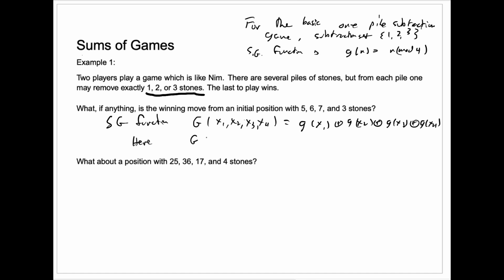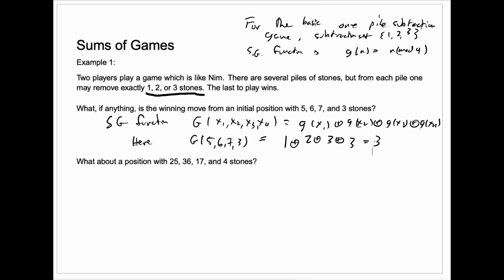In this case, the Sprague-Grundy function for 5, 6, 7, and 3 is going to be 1. That's the Sprague-Grundy function for the single pile game, starting with 5 stones, nim sum with 2, and 3, and another 3. And we can compute this quickly in our head. This is just the same as 1 nim sum with 2, because the 3 plus 3 gives you 0 in the nim sum. And what's the nim sum of 1 and 2? Well, that's just 3. So very quickly, the nim sum is 3.